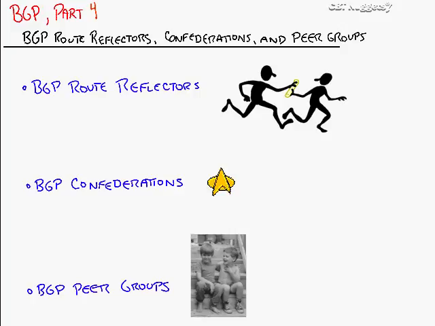BGP Part 4, BGP route reflectors, confederations, and peer groups. Now I must say that I think I named this nugget the most effective name that I could have, because it describes exactly what we're going to talk about as we go through this.